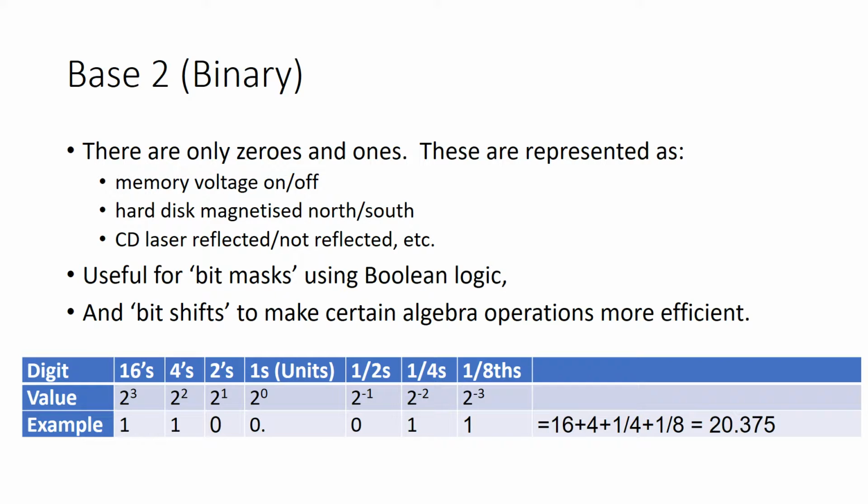So the example at the bottom there, remember the 8s column is missing, I do apologise, but you've got 1 lot of 16, 1 lot of 4, 0 lots of 2, 0 lots of 1, 0 lots of a half, 1 lot of a quarter, and 1 lot of an eighth. Add them all together and you get 20.375. So that's that number in binary converted into decimal.